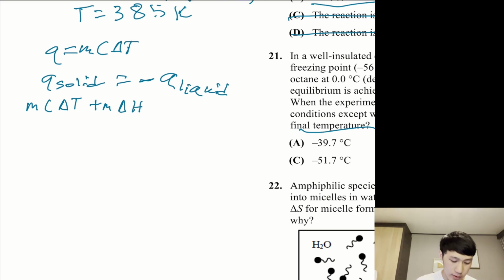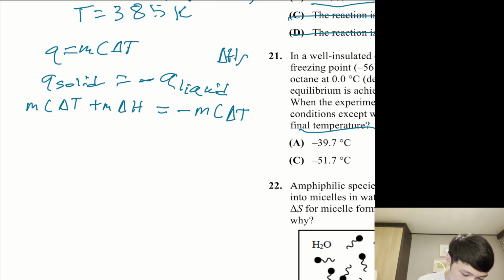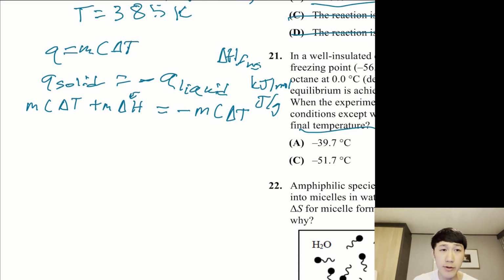And that's going to equal the negative of the mass of the liquid times the heat capacity of the liquid times the change in temperature of the liquid. Now, delta H of melting or fusion is usually reported in kilojoules per mole. In this case, it's actually going to be joules per gram because that's the units that work out with this equation, but that's not really relevant because it doesn't affect our calculations at all in this case.